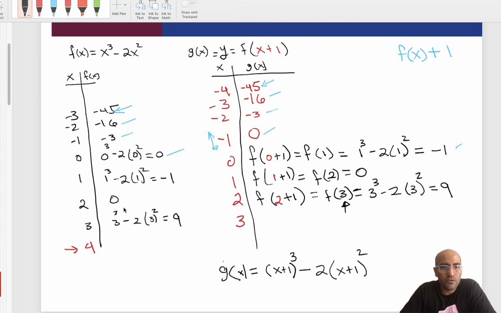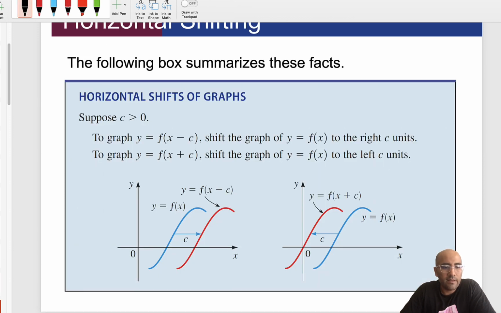Okay. Back to this guy then. All right. So the general rule says that if we have some function f of x and we're adding or subtracting a constant inside the argument of the function, then we're going to be shifting the function left and right, depending on whether we're adding or subtracting. And it's a little counterintuitive. When we subtract a constant that's positive, we're really going to go to the right.